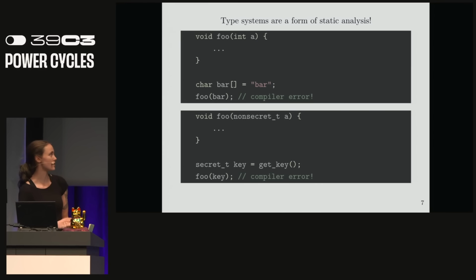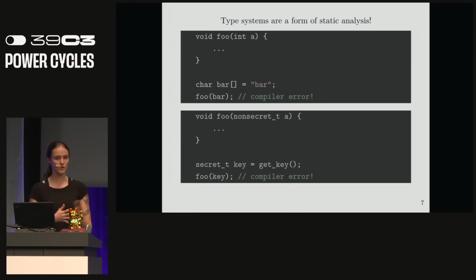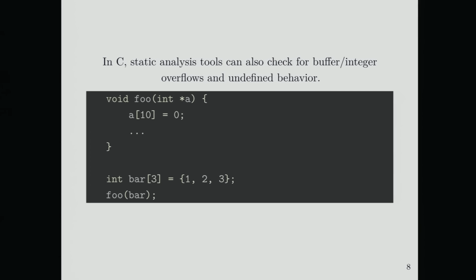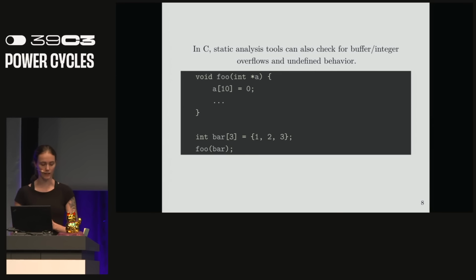So you can see here, this is the example that I just gave of an integer and a string mismatch. You can also imagine an extension to this for cryptography where you have a secret integer or a non-secret integer, and you produce an error when you expect a non-secret value and you get a secret value. There are some tools that do something like this, but you can actually do better with static analysis. You can check for common sources of bugs, especially in C code, like buffer overflows, integer overflows, and undefined behavior. There are tools for C, such as Frama-C and Cppcheck, that will go through your C code and look for this kind of problem where, like in this case, we have a 3-element array and we're trying to access the 10th element.